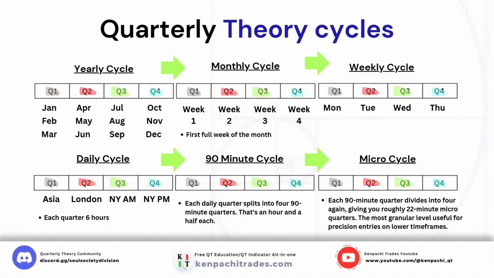The same logic applies to every single trading session. So the Asia session is split into 4 quarters, as well as the London session and the New York PM session. And finally, the microcycle, where each 90-minute quarter divides into 4 again, giving you roughly 22.5-minute microquarters. The microcycle is the most granular level, useful for precision entries on the lower time frames.